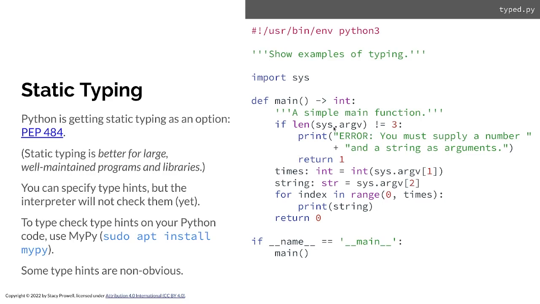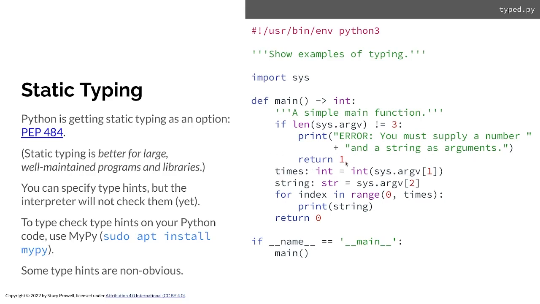So the argument array works much the same way it does in C. I don't have argc, but I can ask what the length of the array is. And I expect the 0th element to be my script name. And then I want to have 2 other arguments. So I really want this length to be 3. And if it's not, I'll say you must supply a number and a string as arguments. And then I will do a return 1.